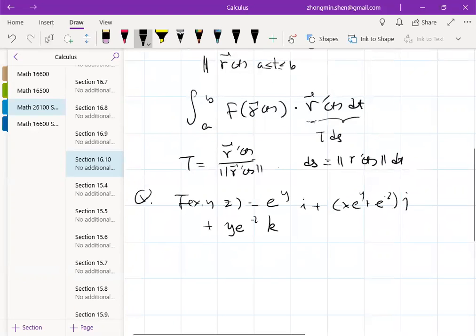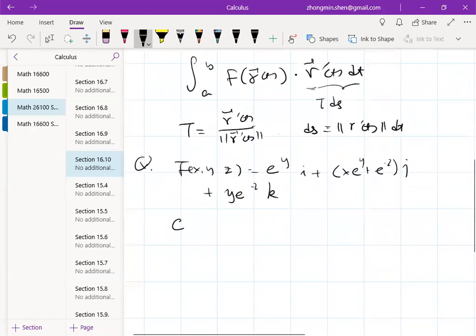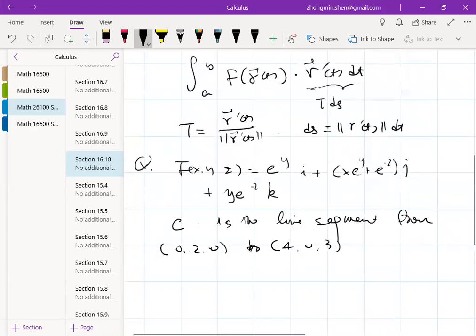Right. So this is a vector field, and C is going to be a line segment from the point 0 to 0. Now sometimes it's not a line segment, sometimes a curve, passing through those 2 points. Then it's more complicated. You have to find the parameterization for the C. Because even for the line integral, you still have to find the parameterization, right?